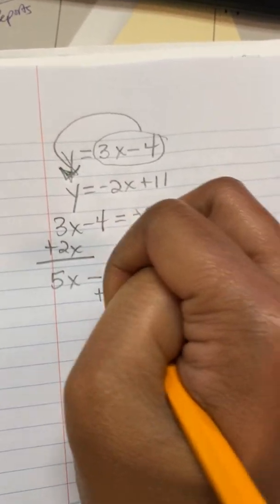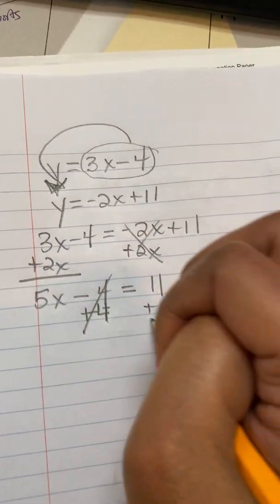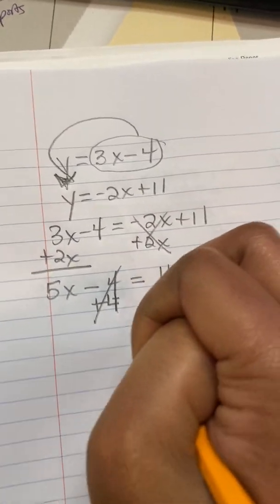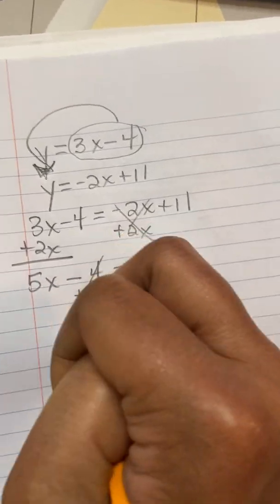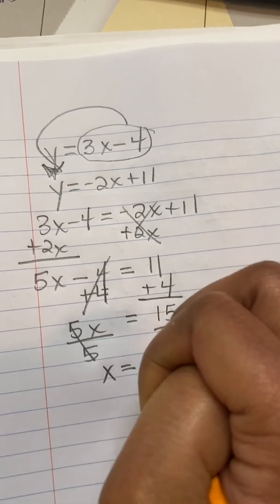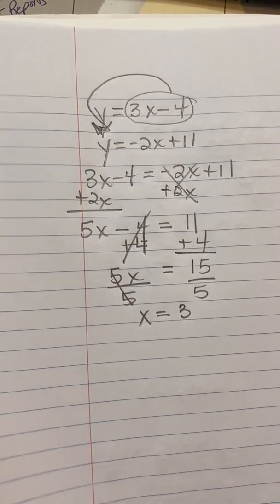Then let's move the 4, positive 4, which is the inverse of negative 4. So 11 plus 4 gives me 15, and bring down your 5x. Divide both sides by 5. x equals 3. Well, that wasn't as bad as the other one, Ms. Thomas. Well, the other one required a little more work.